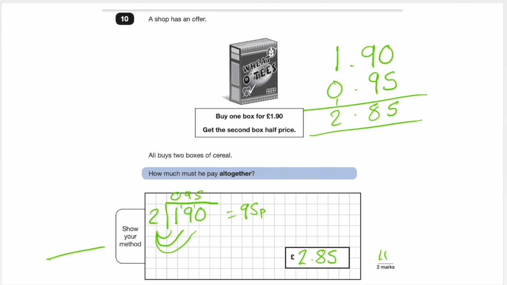When you see this little sign here, show your method, make sure you do not just do it in your head. You must have some workings out on the sheet to get both marks. Otherwise, you're just throwing a mark away for being a genius.